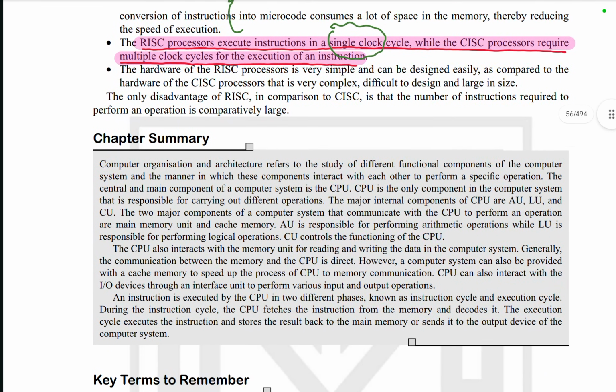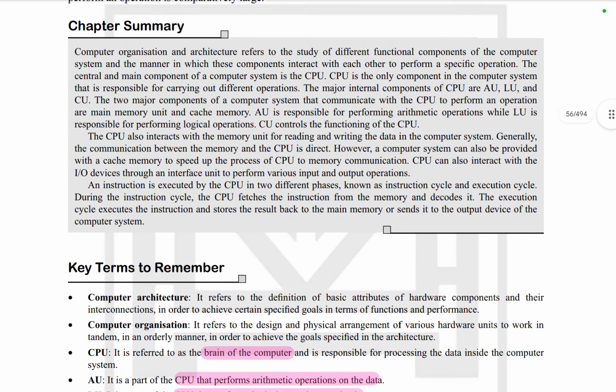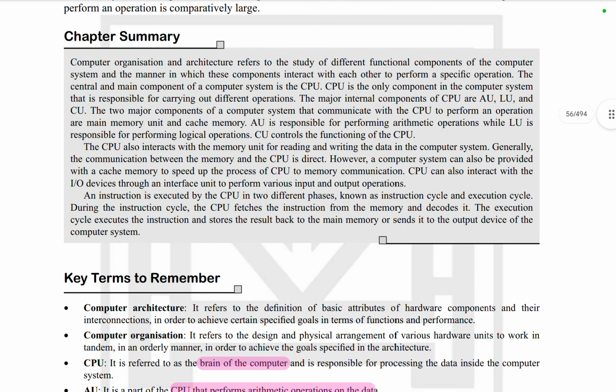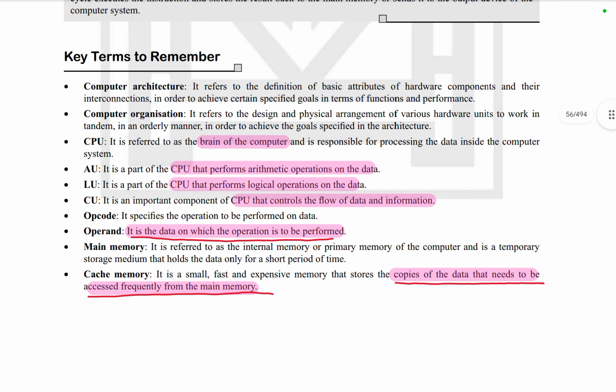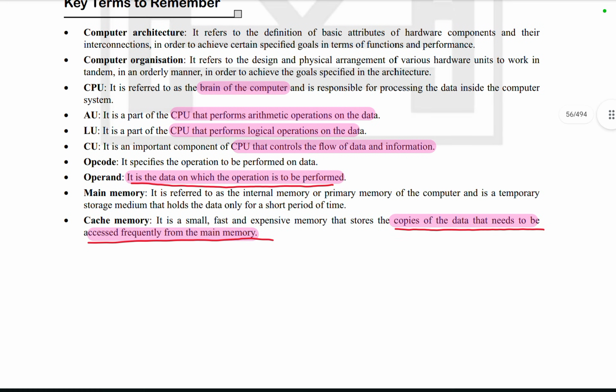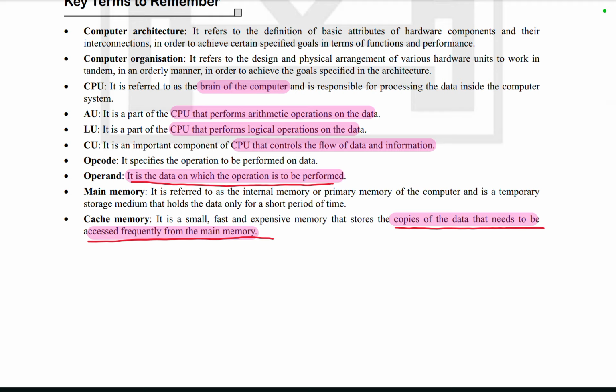Chapter summary. Computer organization refers to the study of different functional components of the computer system and the manner in which these components interact with each other. CPU is referred to as the brain of the computer. AU is the part of the CPU that performs arithmetic operations on the data. LU performs logical operations on the data. CU controls the flow of data and information.